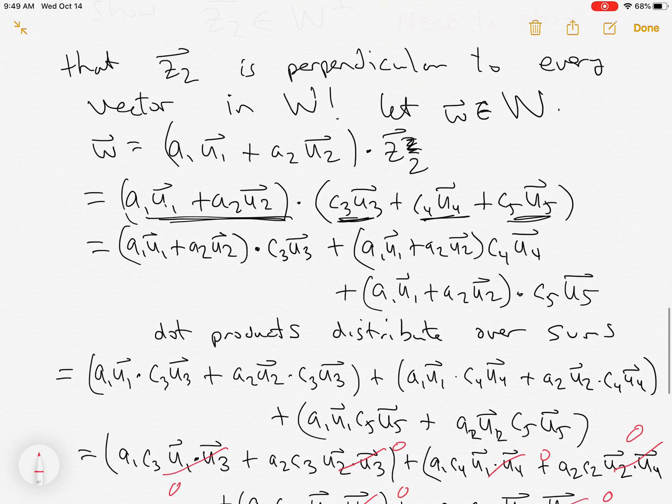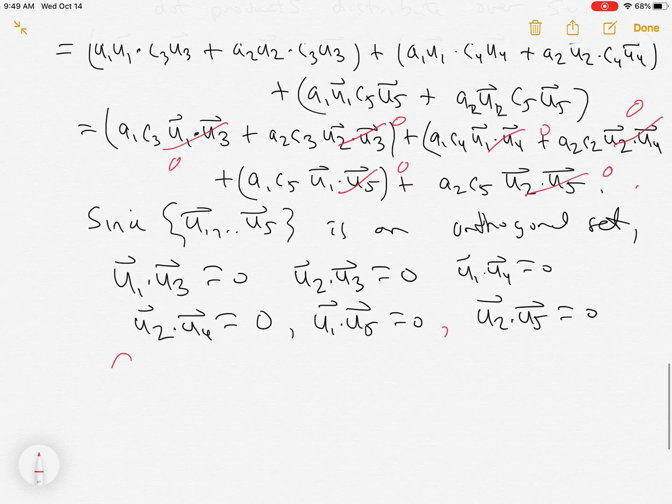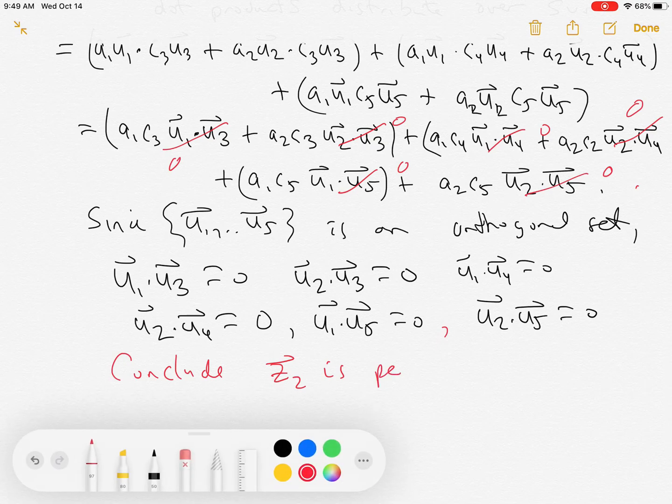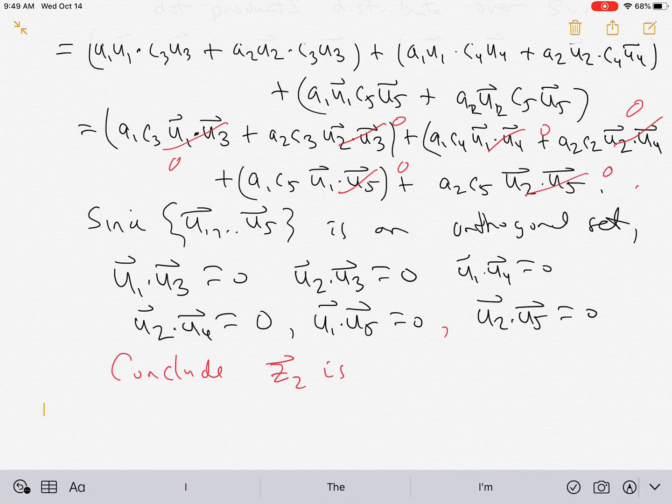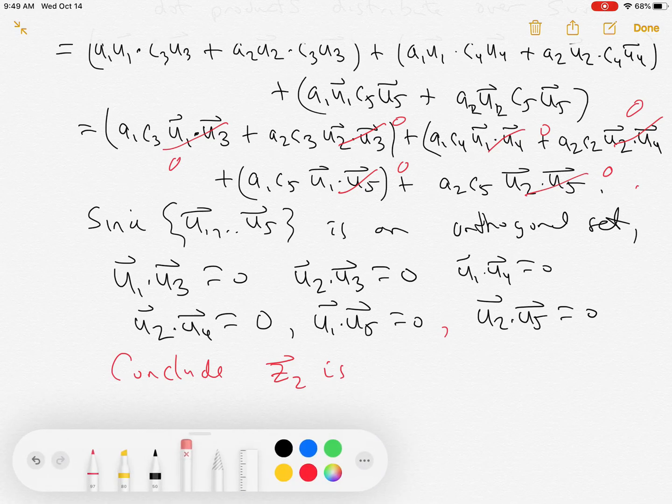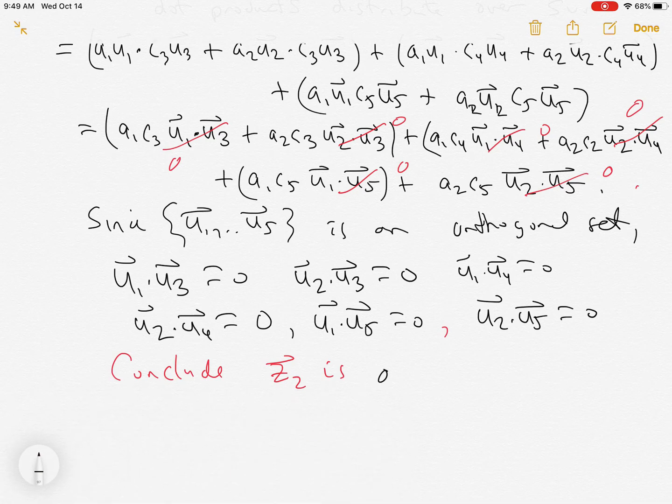And therefore, what's the conclusion? Conclude that Z2 is orthogonal to W. Which is what we wanted to show.